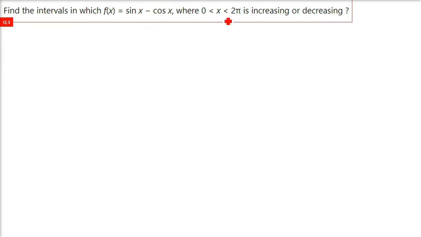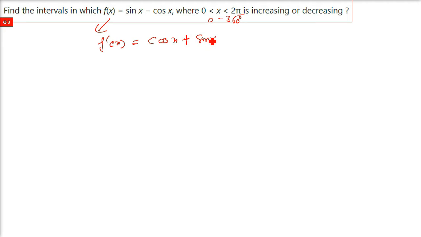We have: find the intervals in which sin x minus cos x, where x is between 0 and 2 pi. 2 pi is 360 degrees. So we are talking about increasing function and decreasing function in this interval 0 to 360 degrees. I am differentiating it now. F dash x: derivative of sin x is cos x, and derivative of minus cos x is plus sin x. So it will be cos x plus sin x.